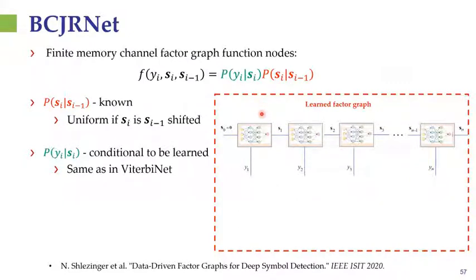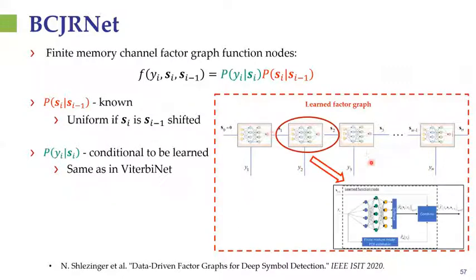it is exactly the same quantity which we learned in ViterbiNet, which means that we can learn those function nodes using the same architecture we used for ViterbiNet. And again, if the channel is stationary, it means that those function nodes are exactly the same function throughout the complete block. So we only need to learn one function node.